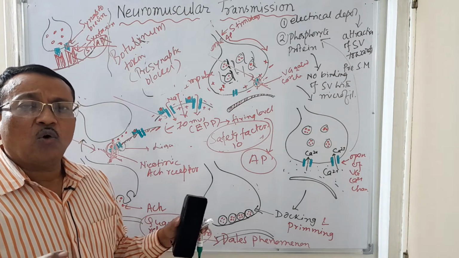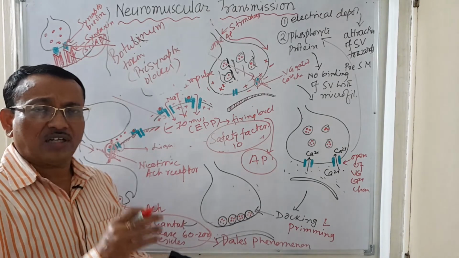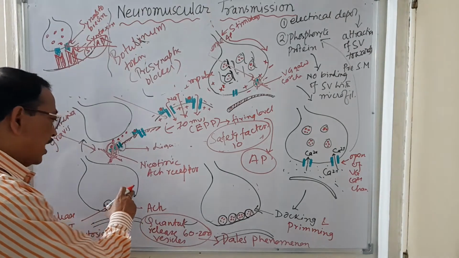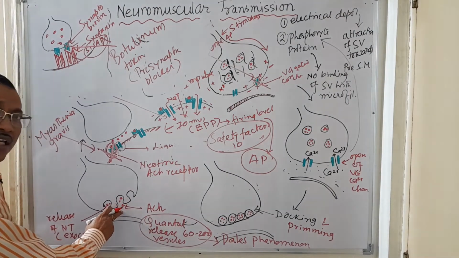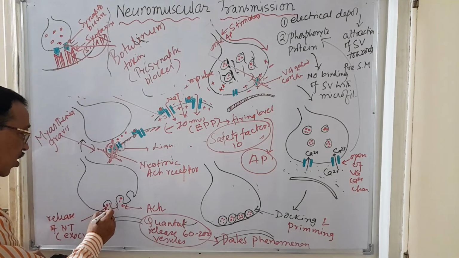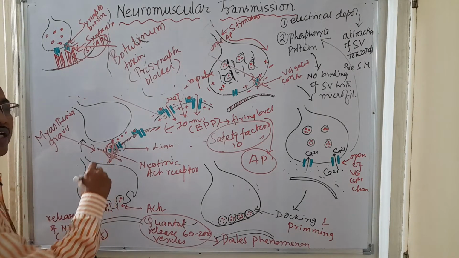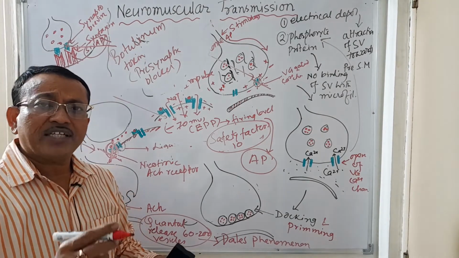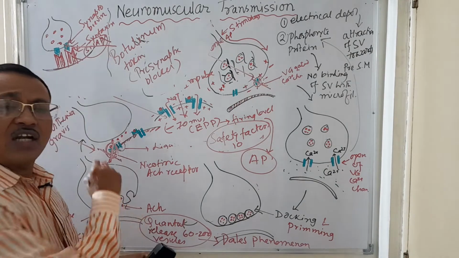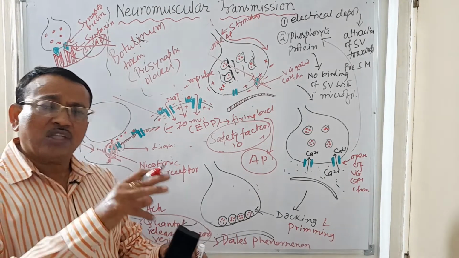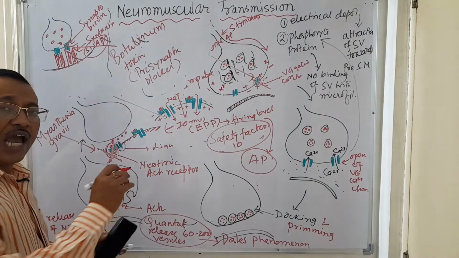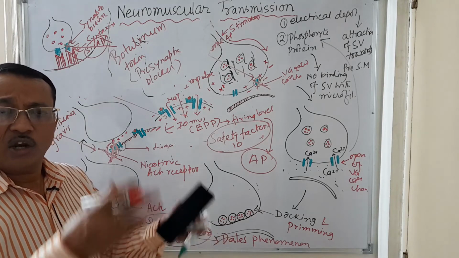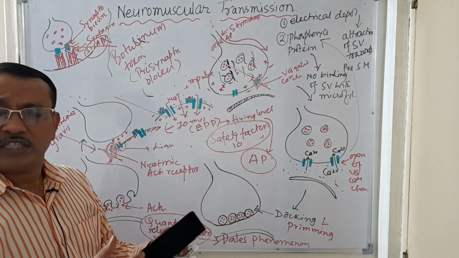Some blockers are known as the competitive inhibitor. They compete with the acetylcholine and thereby do not allow the acetylcholine to bind with the acetylcholine receptor. So they are the competitive inhibitor which competes with the acetylcholine. They bind with the acetylcholine receptor and do not allow the acetylcholine to bind with its receptor. As a result, no binding of acetylcholine with the receptor.